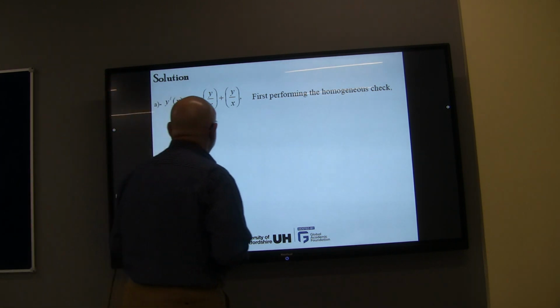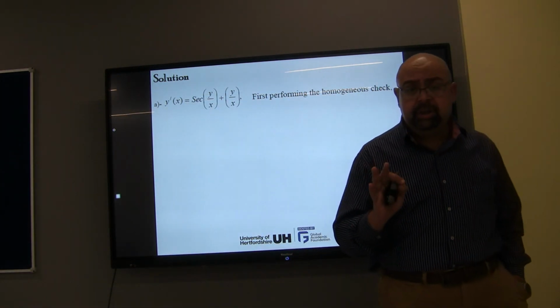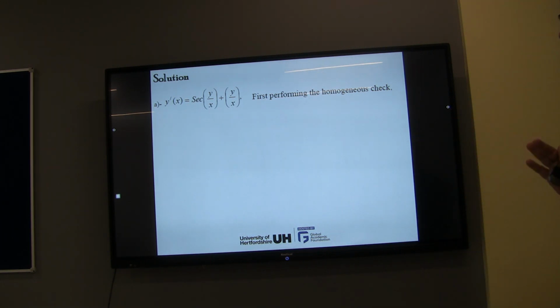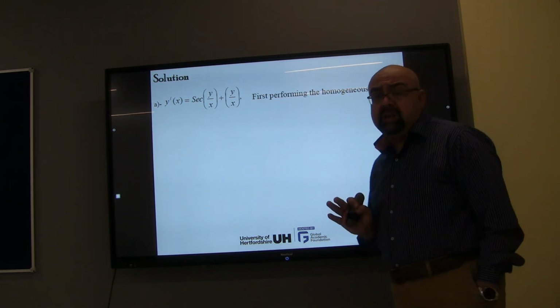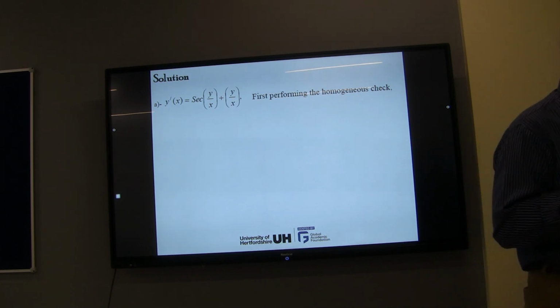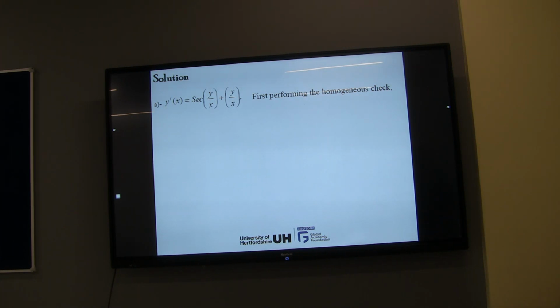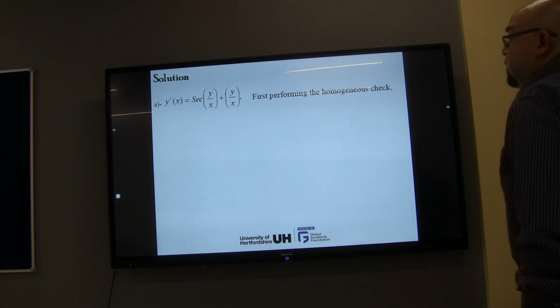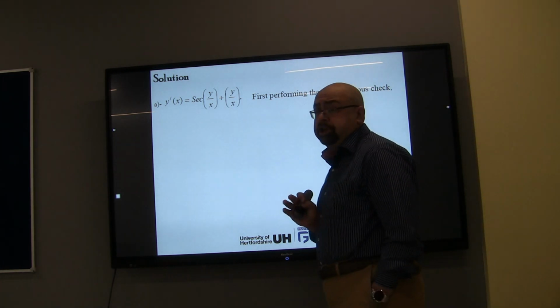First of all, you will remark that this equation, we are not going to be able to solve it using the separation method. I will have to go through the homogeneous method to check that.